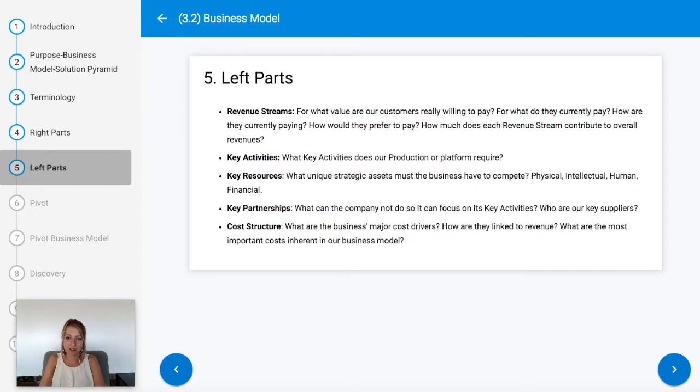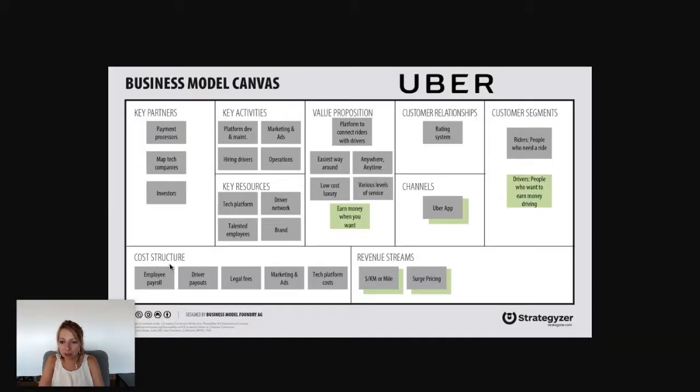And then the cost structure. What are the business's major cost drivers? How are they linked to revenue? What are the most important costs inherent in our business model? Here, if we think in our structure, we have to take into account the employee payroll, the driver payouts, the legal fees, marketing and ads, tech platform, etc.